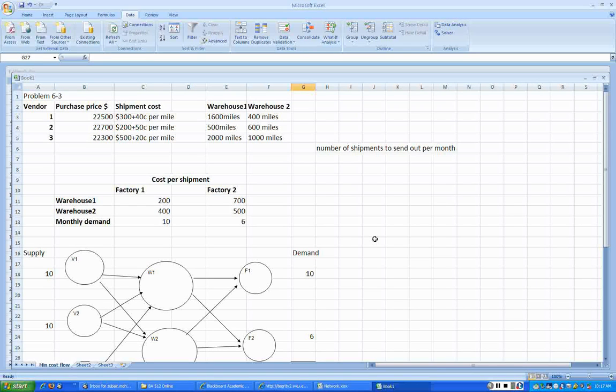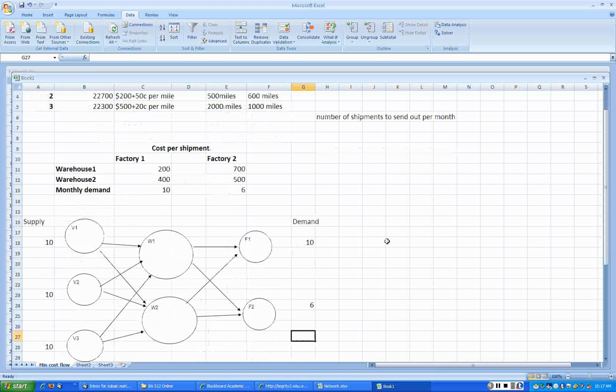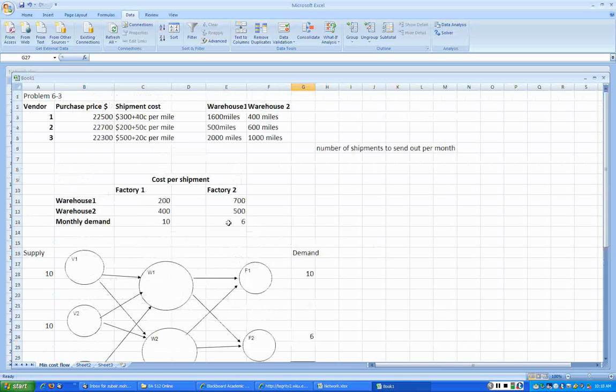The scenario here is there is a factory that uses boom boxes that three vendors produce, and the factory has two warehouses. As and when it needs the boxes, it withdraws from its warehouses and uses them in the final assembly. The cost is, for each vendor, for a set of 1,000 boom boxes, vendor 1 charges $22,500, vendor 2 is $22,700, vendor 3 is $22,300.